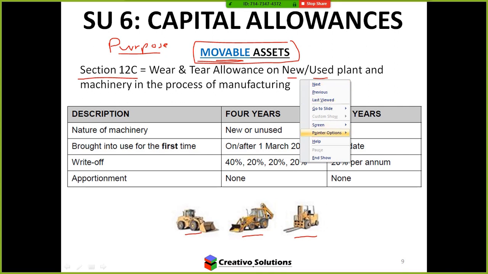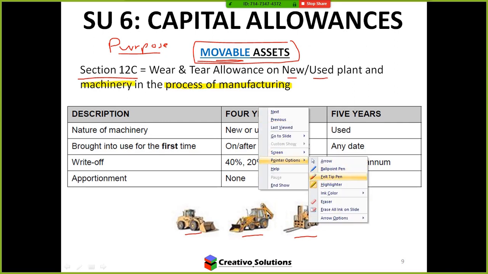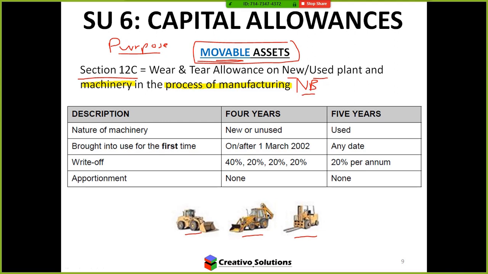And important though, it must be machinery in the process of manufacturing. That's very important. It's machinery and it's part of manufacturing. Right, so if I bought a vehicle, would a vehicle be machinery? No, it wouldn't. Would a vehicle be in the process of manufacturing? No, it wouldn't. All right, so a vehicle wouldn't fall under this particular section, it'll fall under a separate section. It wouldn't be considered this. This is for a movable asset that's used in manufacturing.